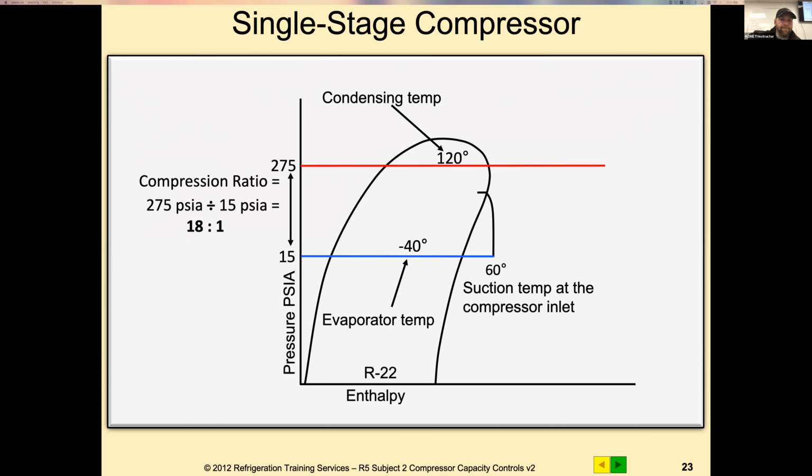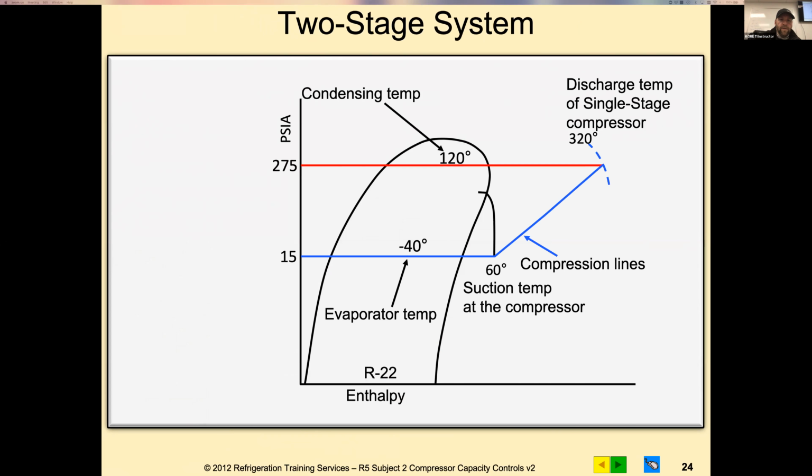There's your enthalpy chart. That straight down line, that pressure drop, is where you're going across your metering device. Then you're at -40, and you're picking up a tremendous amount of heat in that heated compression cycle. Now, the difference in the two-stage system.